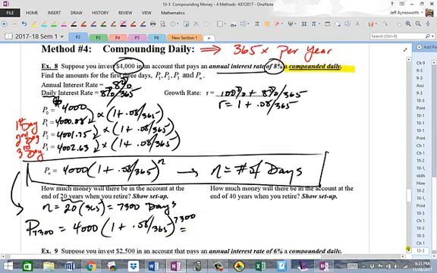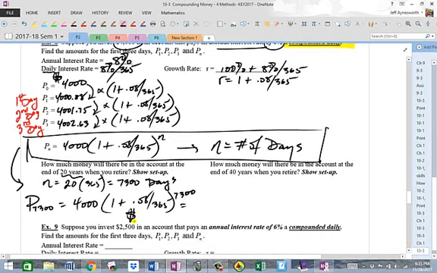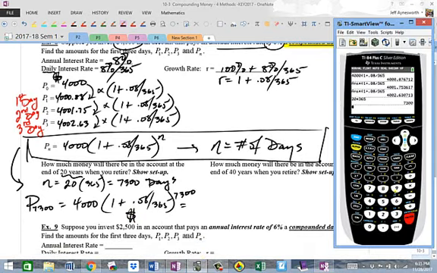We've got to figure that out, right? So 4,000 times the quantity 1 plus 0.08 divided by 365. Oh, I didn't raise it to the power, so I've got to redo that. So 4,000. Once again, it's usually user error when it comes to calculator work. You've got to raise it to the right power.